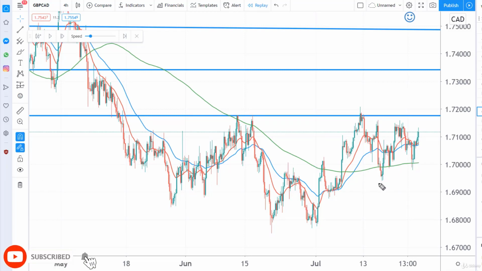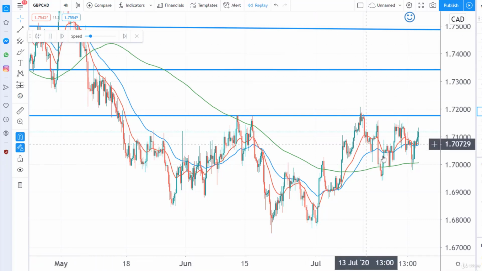I also like the fact that it's making a series of higher lows. So we've got a low here, we've got a higher low here, and obviously we're getting kind of equal highs up above here at this resistance that we're looking at breaking. So what happens next? Let's take a look.